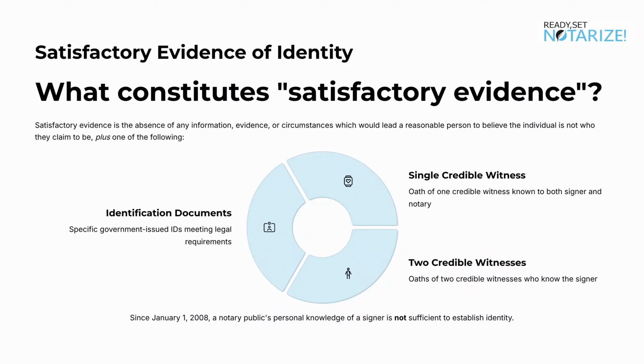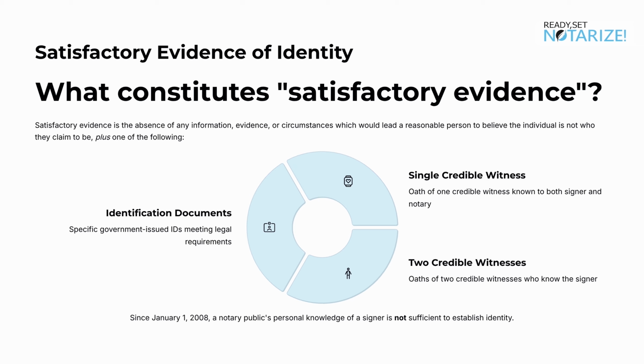Satisfactory evidence is the absence of any information, evidence, or other circumstances which would lead a reasonable person to believe that the individual is not the individual he or she claims to be, and A. Identification documents meeting certain requirements, or B. The oath of a single credible witness, or C. The oaths of two credible witnesses.